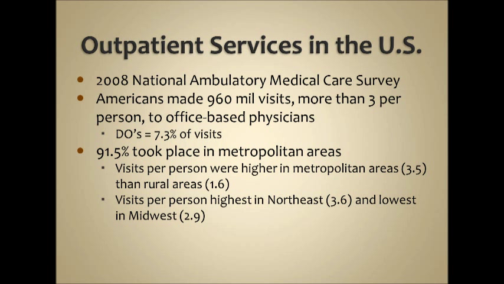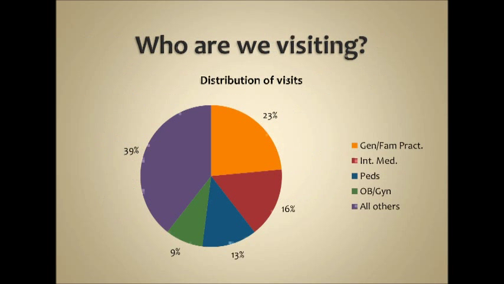So visits per person were higher in metropolitan areas than rural areas, maybe even if people live in the rural area. And the visits per person are higher in the Northeast, where I am, where Boston is, and lowest in the Midwest. And so there's probably a lot of geographic and other reasons for this.